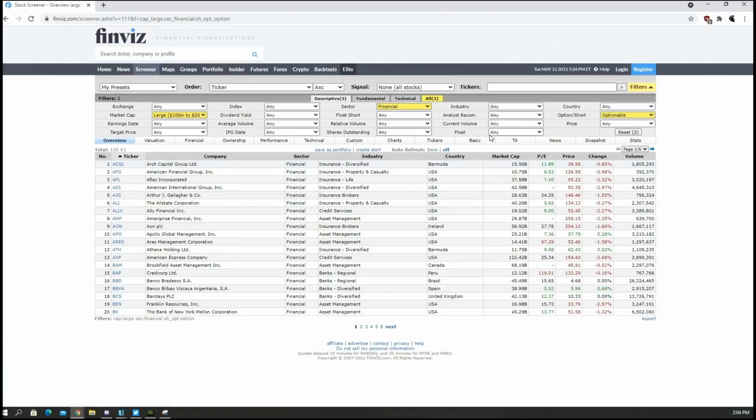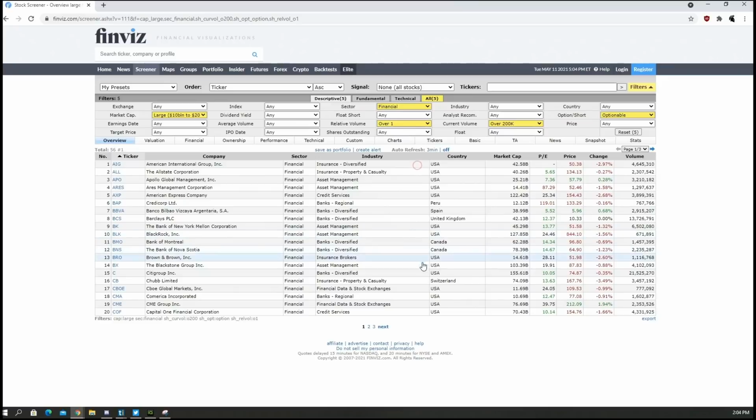Now, one of the things that you can also do is, if you want to, sort by current volume, just to make sure that the underlying stock is liquid enough to trade, as well as if you want to sort by relative volume to make sure that it's got a little bit more special volume than typical. Then you got your list there.